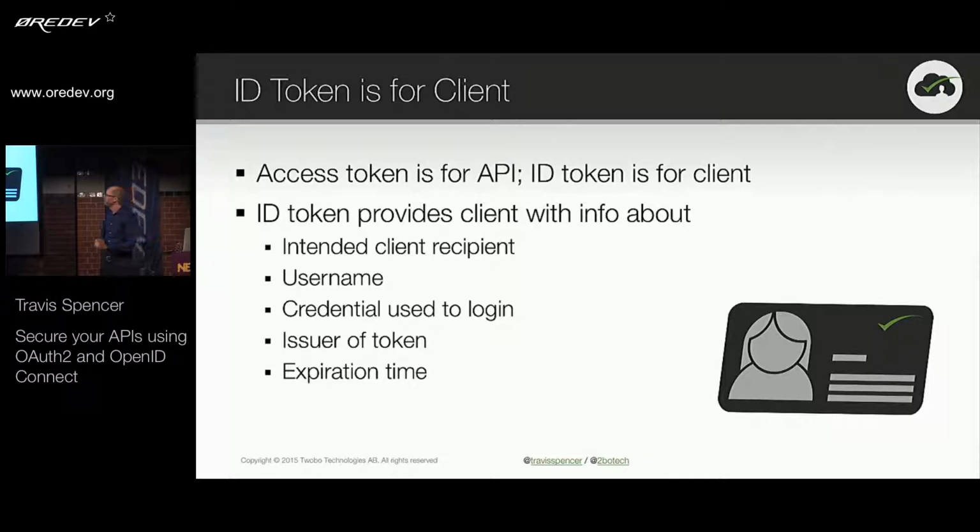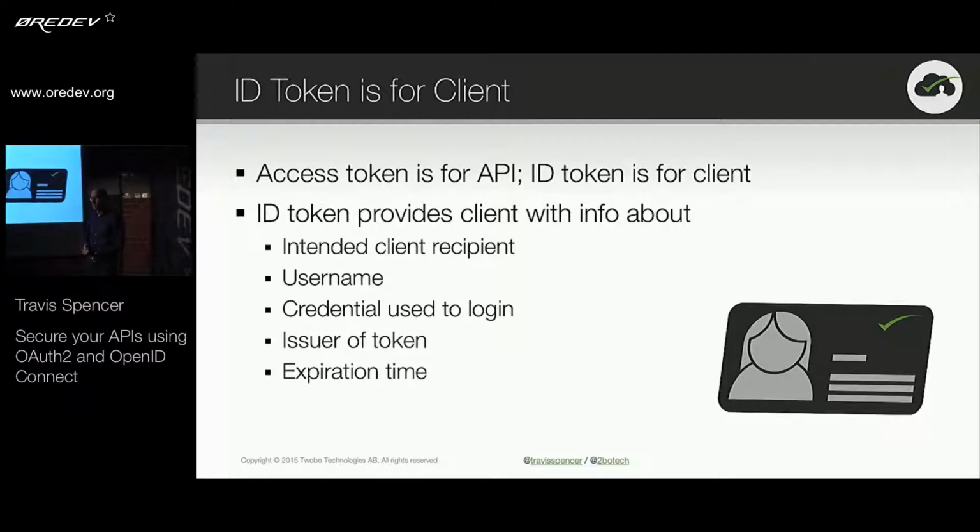So the ID token, as I mentioned, is for the client. The access token is for the API. That's really important. And that's why not understanding that distinction is how people get into trouble and start to use OAuth when they should really be using OpenID Connect. So be aware of those distinctions.